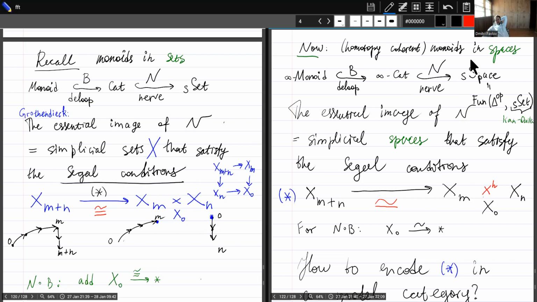Since I already mentioned that the nerve functor is going to land in simplicial spaces, it will come very naturally to us that the essential image of the nerve functor presumably should be simplicial spaces that satisfy the homotopy coherent version of the Segal conditions. And these, in fact, are the original Segal conditions that Segal defined, more or less.